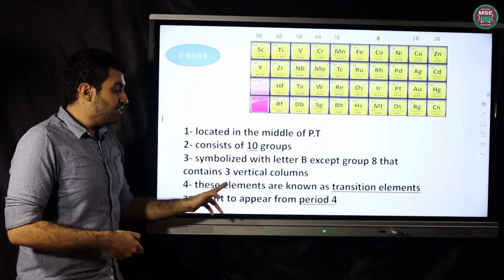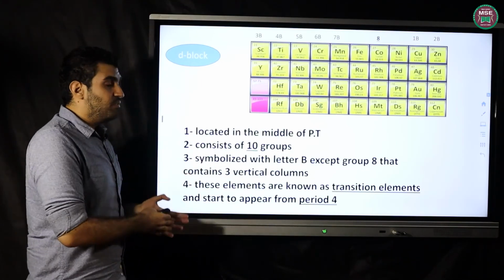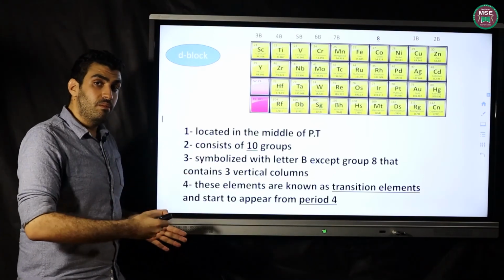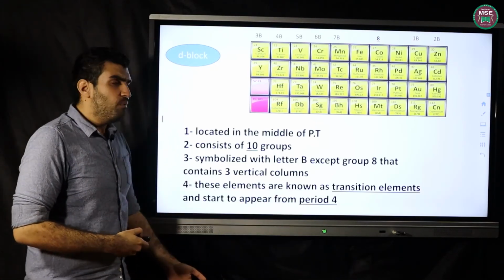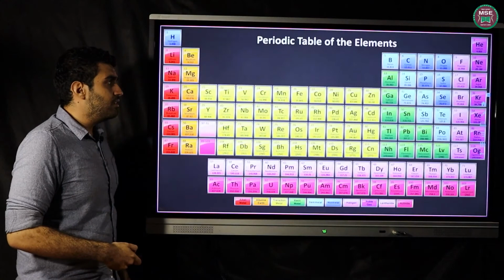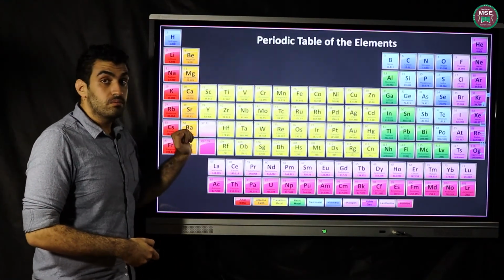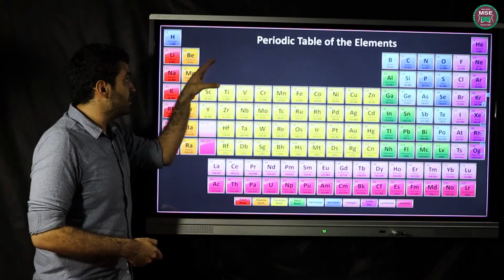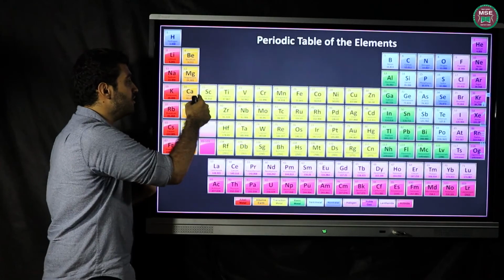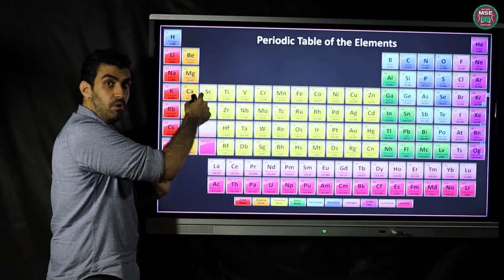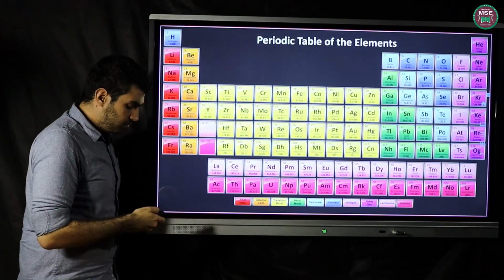Number 4, these elements are known as transition elements. When I ask you, elements of the D block are called transition elements, and they start to appear from period number 4. What is meant by that? In the first period, there is no element of the D block. In the second period, there is no element of the D block. In the third period, there is no element. In the fourth period, here is the first element of the D block. So D block elements start to appear from period number 4.